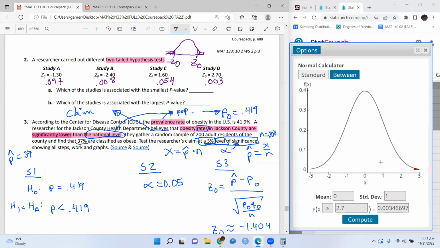So one of the connections this problem makes is that positive z-values are right-tailed area. Negative z-values look at left-tail area. So larger z-naught values will correspond to smaller p-values. Smaller z-naught values will correspond to larger p-values, and we don't care about the negative sign. So what's your answer for A? Which one has the smallest p-value?